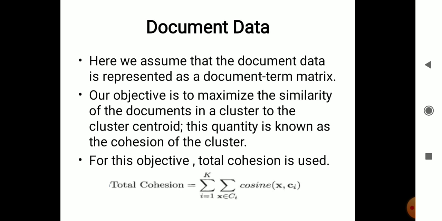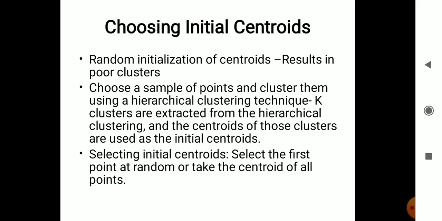Another step in the basic k-means algorithm is that you need to choose the initial centroid values. When you choose the initial centroids using a random selection, it doesn't result in very good clustering.